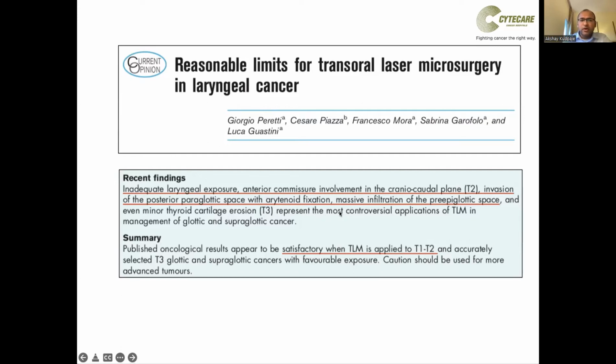There is a beautiful review article written by Professor Peretti and Piazza titled Reasonable Limit for Transoral Laser Surgery, which really describes what are the cases in which we need to do transoral laser surgery. An excellent article to read.